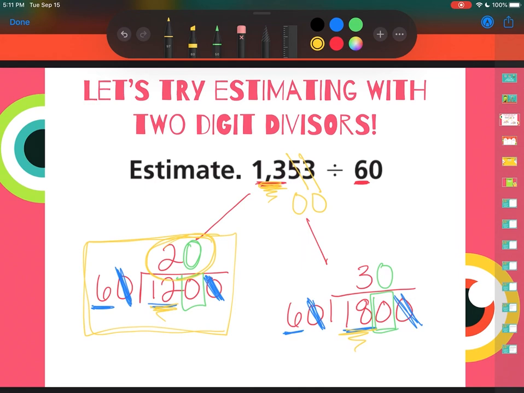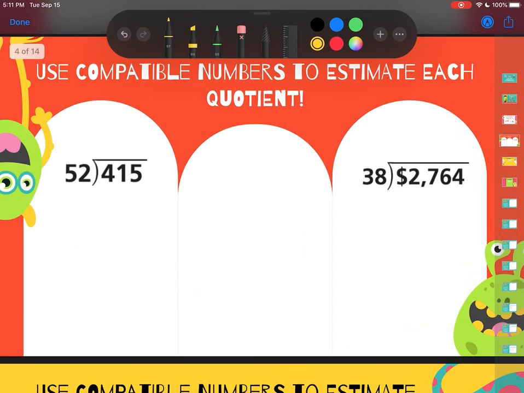All right, let's do a few more together. So now, let's say here I've got 2. We're using compatible numbers to estimate each quotient. So now, if you notice, 52 and 38, those are what I'm dividing by on those 2 problems. They don't end in zeros. So, when I have that happen, I'm going to round my divisor to the tens place.